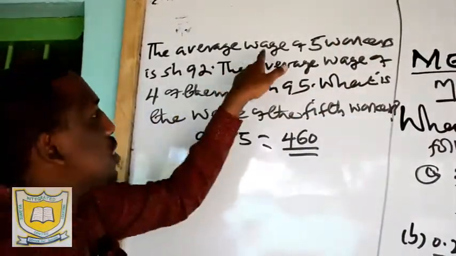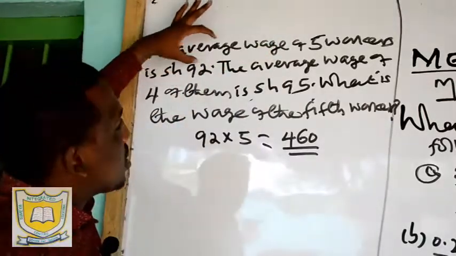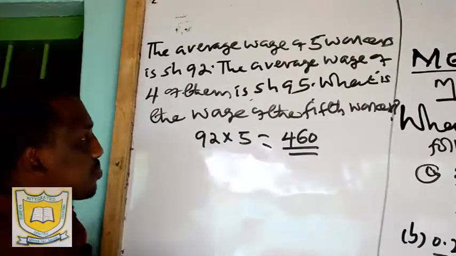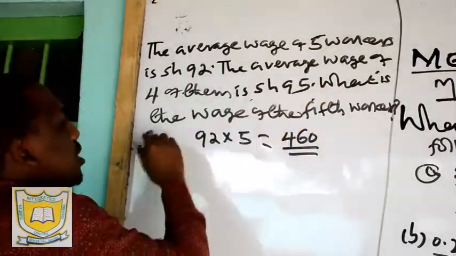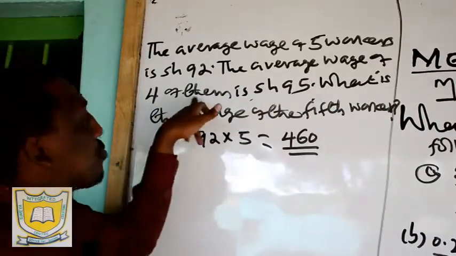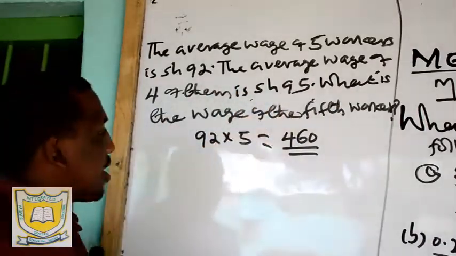So the average wage of 5 workers is 92. If you are told the mean score of 10 is this, you always multiply. So 92. Another one, you are told the average wage of 5 of them is 95, the average wage of 4 of them is 95.